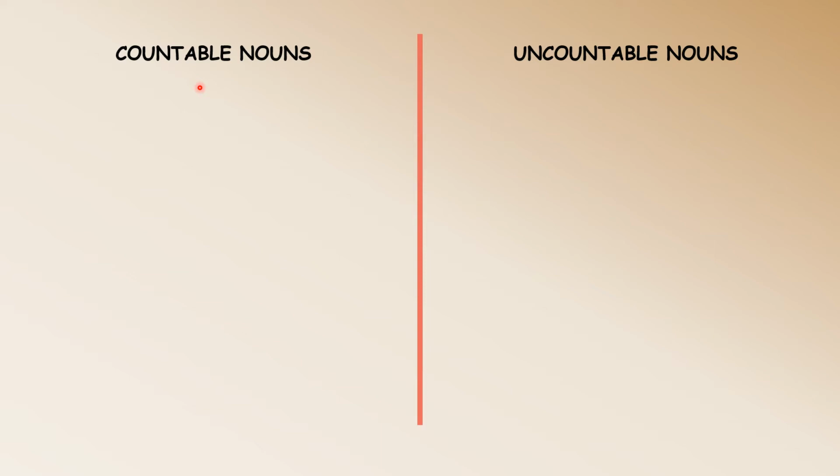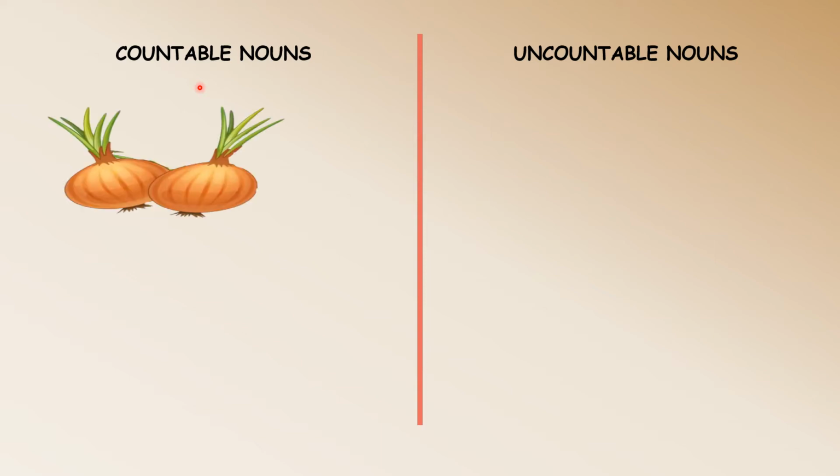The first one is onions. The second one is biscuits. Now notice that the words for these two nouns end with the letter S. When they end with the letter S, meaning to say they can become plural. If they can become plural, then they are countable nouns, because countable nouns are anything that we can count.